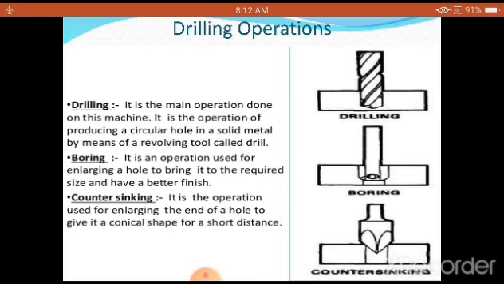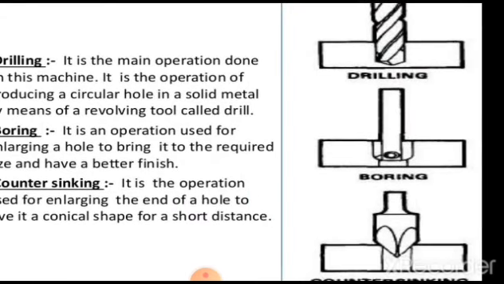It is the operation of producing a circular hole in solid metal by means of a revolving tool called the drill. The name of the cutting tool used in a drilling machine is the drill or twist drill, also known as a multi-point cutter. Very important.